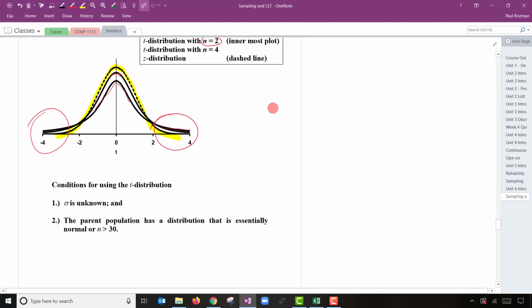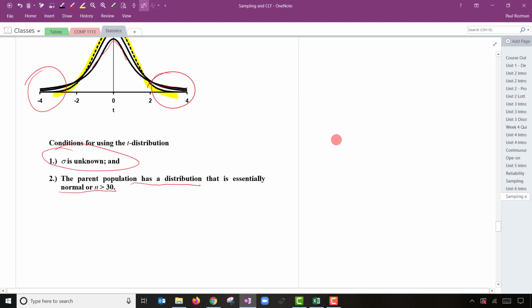When will we use this? We're going to use this t distribution if we don't know sigma. And then in order to use it, we'll have to check some other things. We either need the population to be normal, or we need to have large enough samples. So if n is greater than 30, we're good to go. We use our t distribution. If n is less than 30, though, then we have to have a population that's normal to begin with. Which means there's one case we don't know how to do.